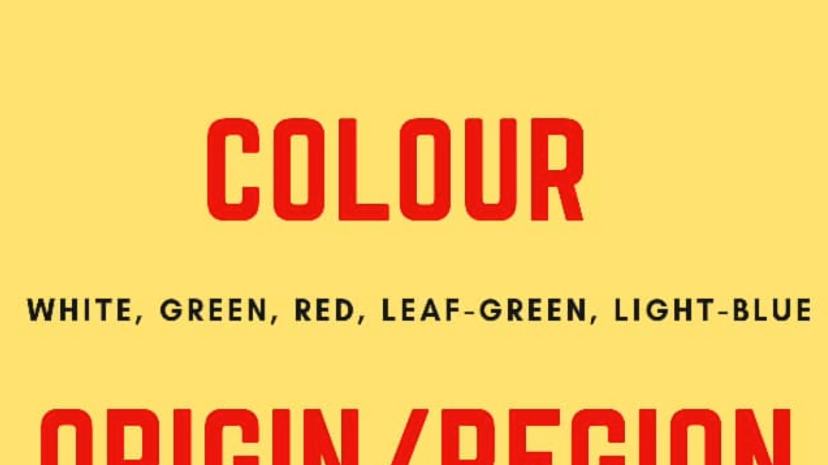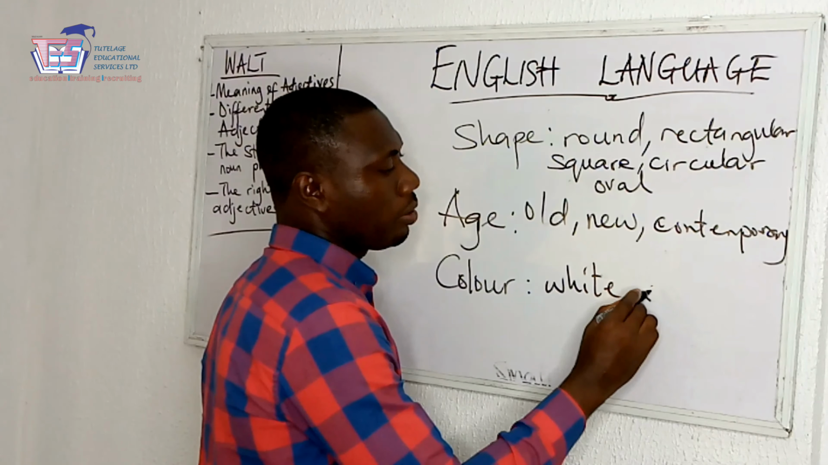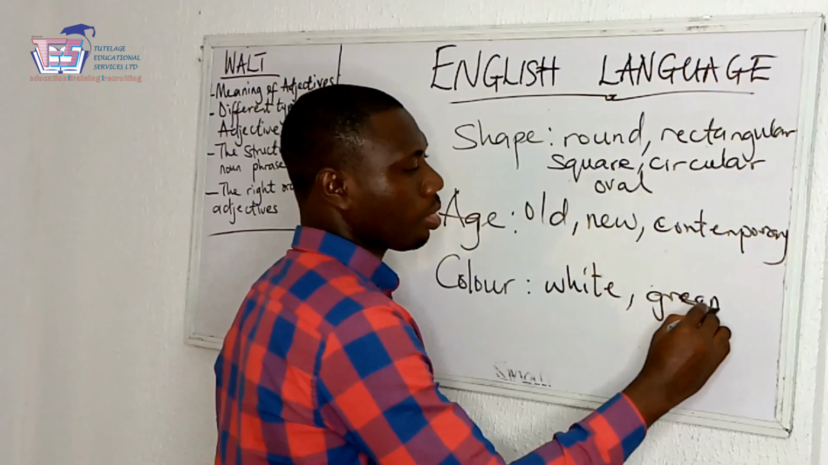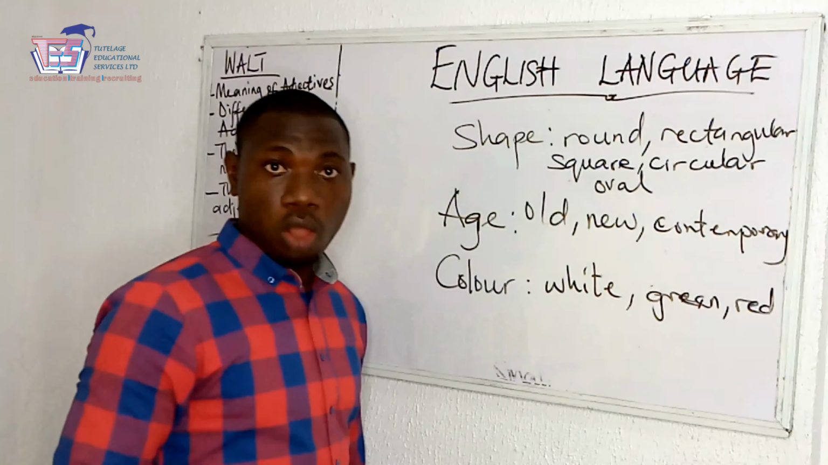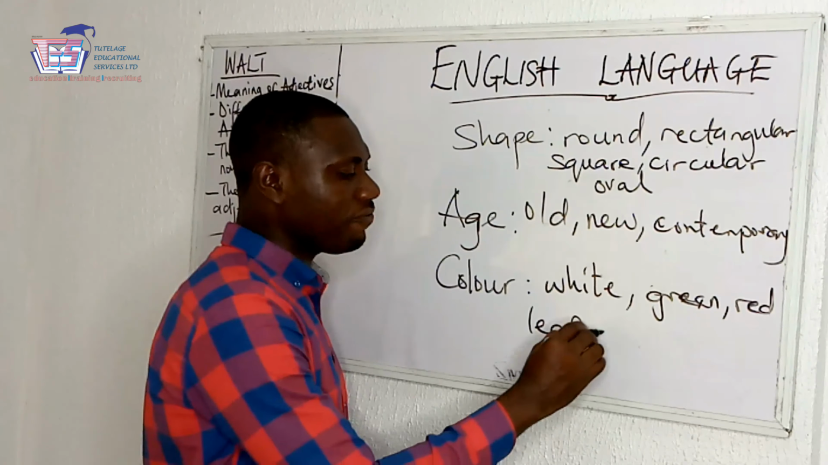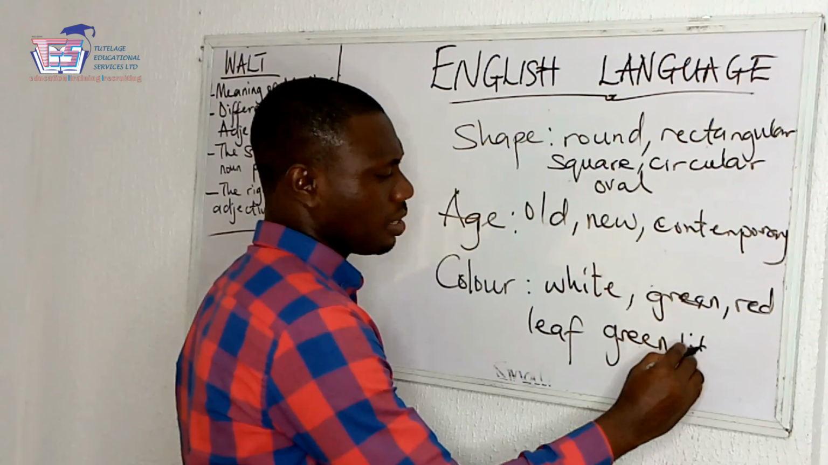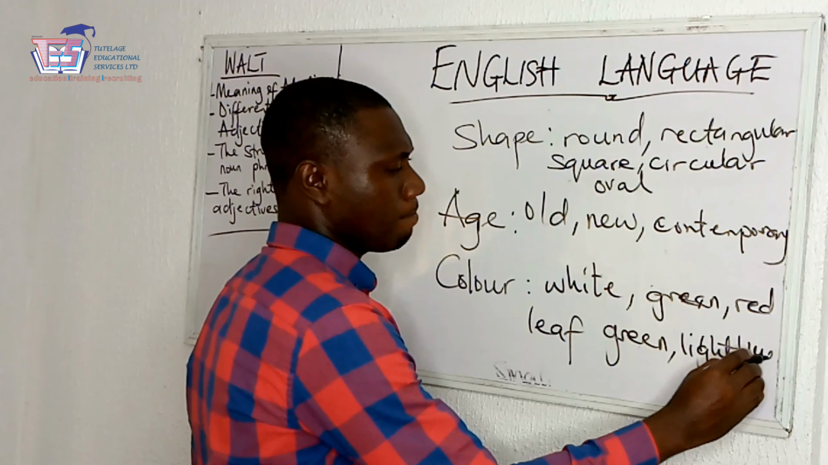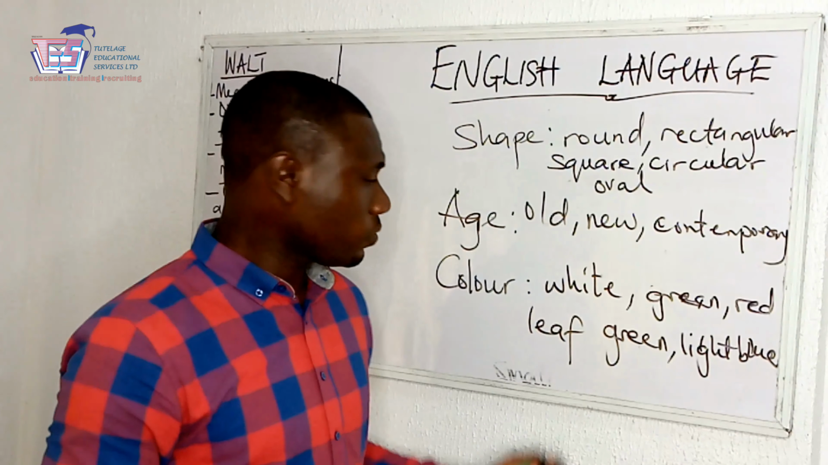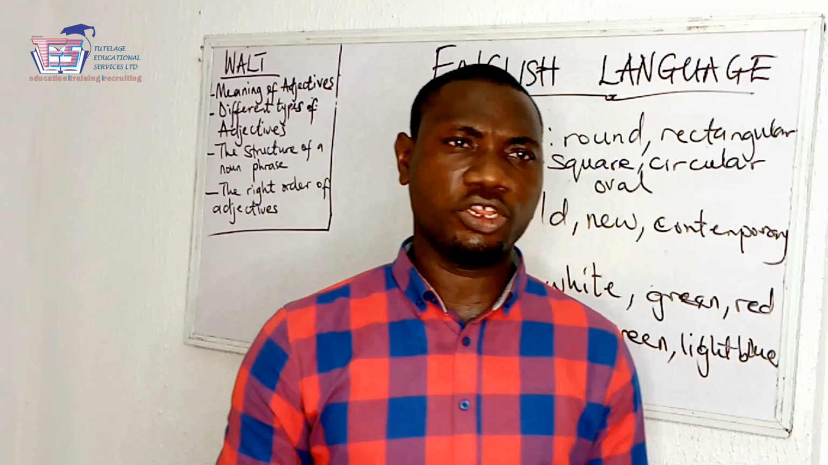And also we move on to adjectives of color. We have different types of color: white, green, red, and colors can also be in compound. What do I mean? I mean we're talking about leaf green, we're talking about light blue, and so on. So you should just know words that go together. That's another skill in English.